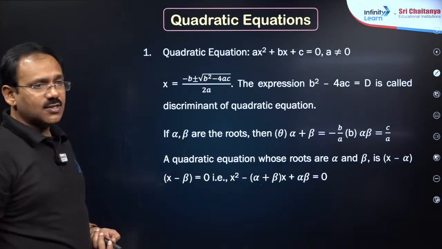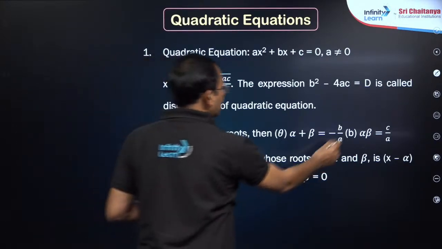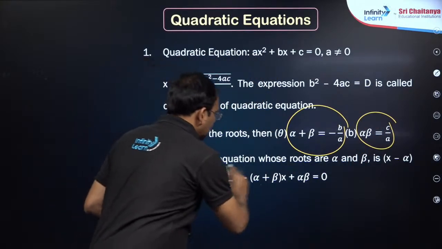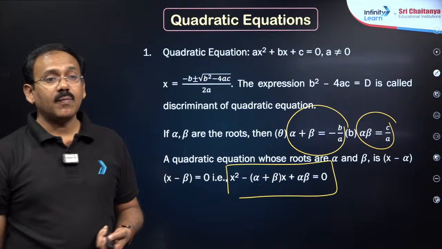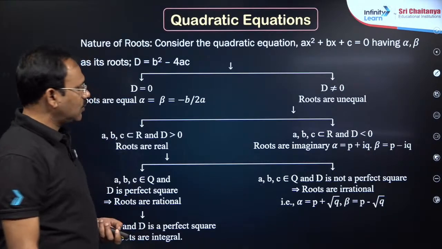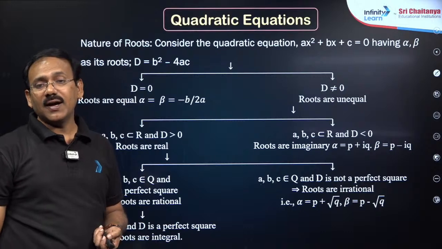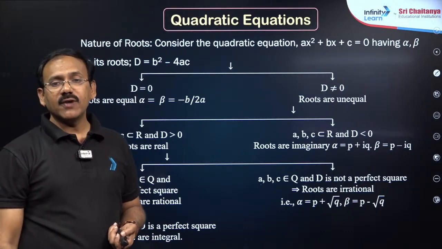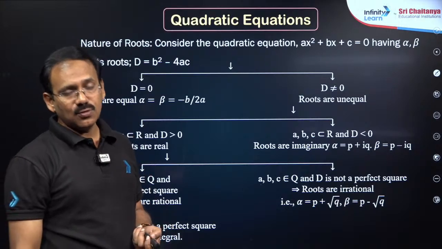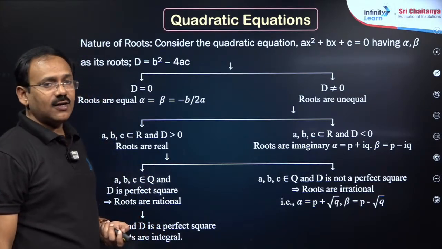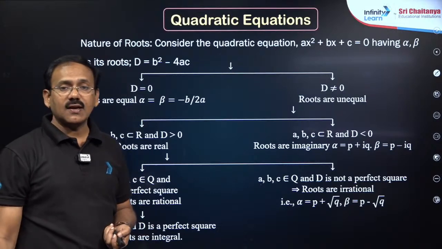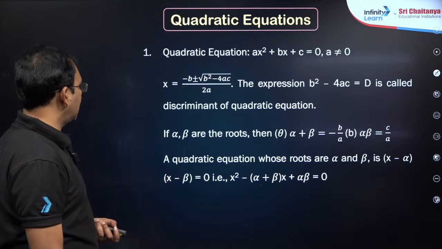If a quadratic equation is given, the sum of the roots is minus b by a, and the product of the roots is c by a. And if the roots are given, the quadratic equation is x square minus (alpha plus beta) into x plus alpha beta equal to 0. The nature of the roots is decided by the discriminant b square minus 4ac: zero means real and equal, negative means imaginary roots, and positive means different real roots. And if it is a perfect square and a, b, c are rational, you will get rational roots, dear students.